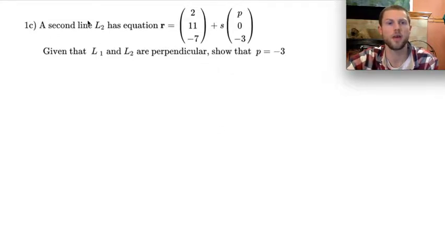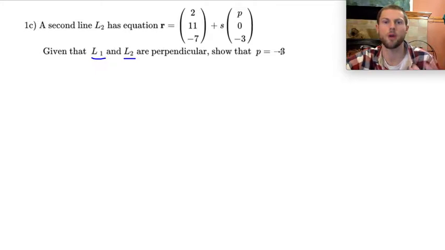For 1c, we have a second line called L2. It has this equation: the resultant vector r equals the position vector (2, 11, -7) plus some scalar s times (p, 0, -3). We're told that L1 and L2 are perpendicular, so we must show that p equals -3.